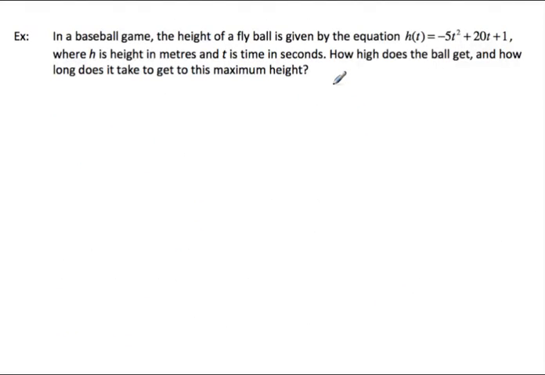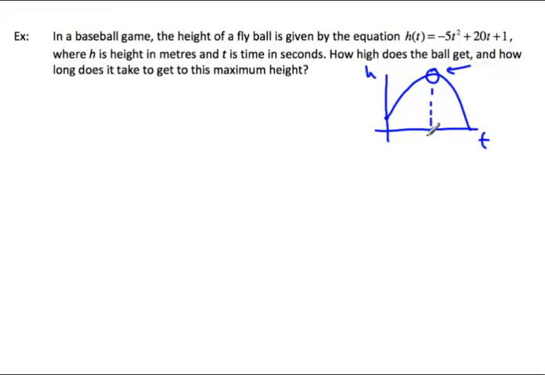So here's the first example, and it's a common projectile question. In a baseball game, the height of a fly ball is given by this equation where h is the height in meters and t is the time in seconds, and we want to know how high the ball gets and how long it takes to get there. Looking at this equation, we can already start to sketch a quick height versus time graph, because we know that the h-intercept is going to be 1. If we plug in t equals 0, these terms disappear, and we know that at time 0, the ball is at height 1 meter. And we know that it's a parabola that opens downwards because of that -5, so it's going to look something like that. And what we're asking is, what's that vertex?